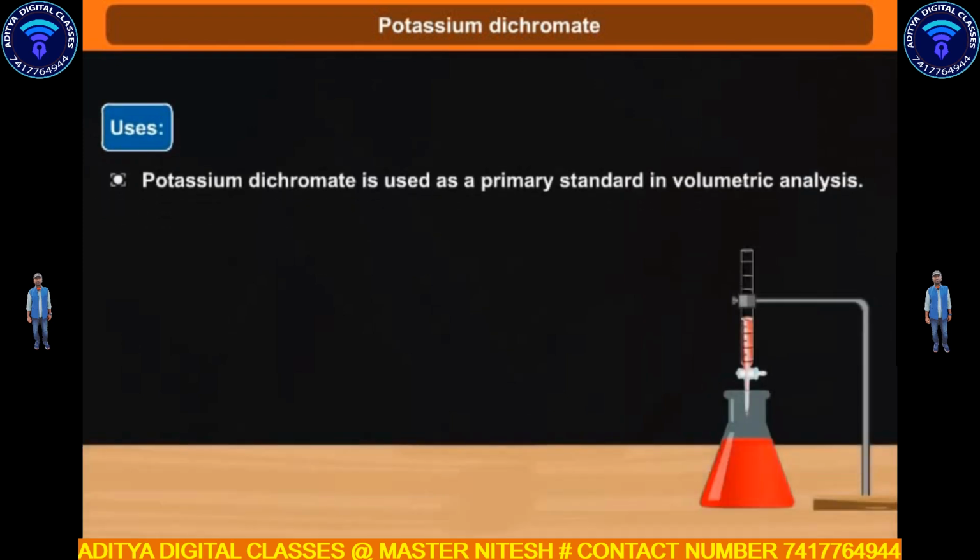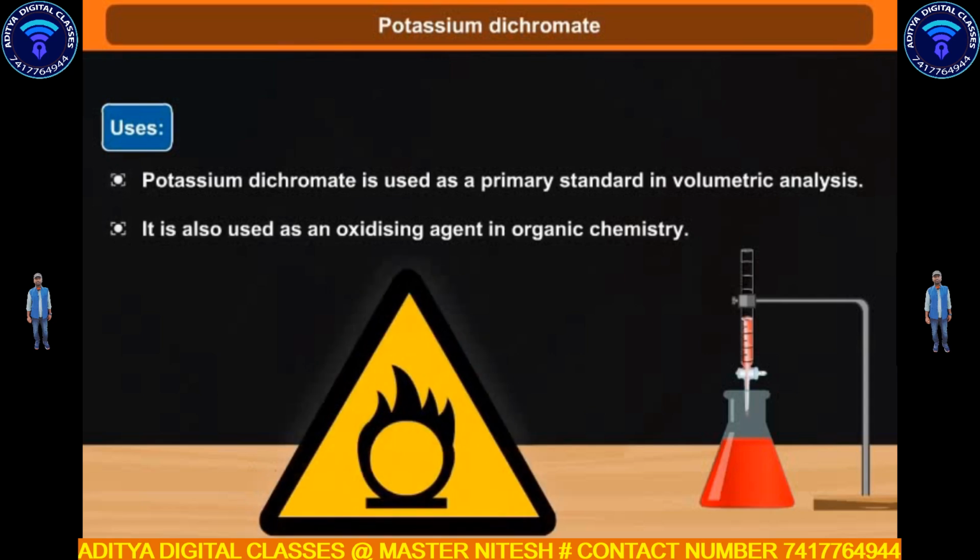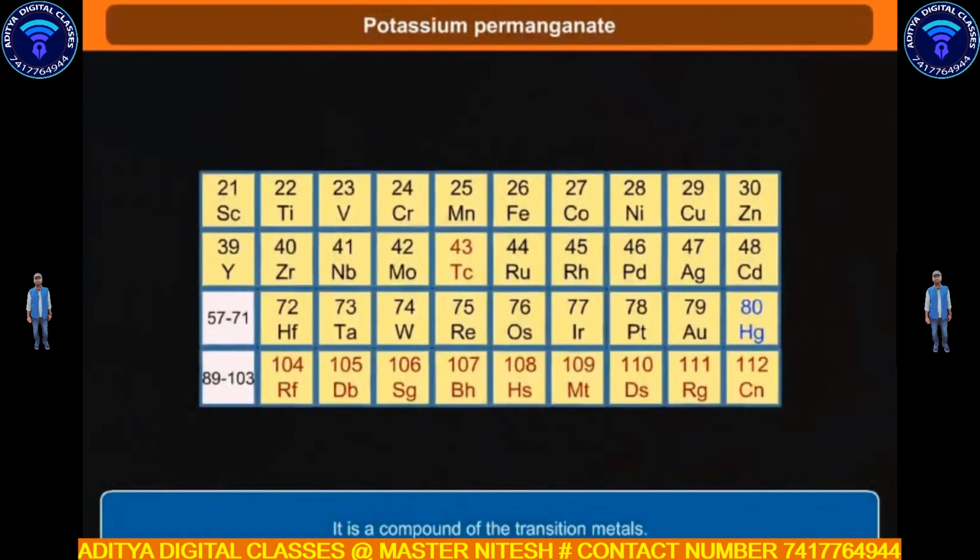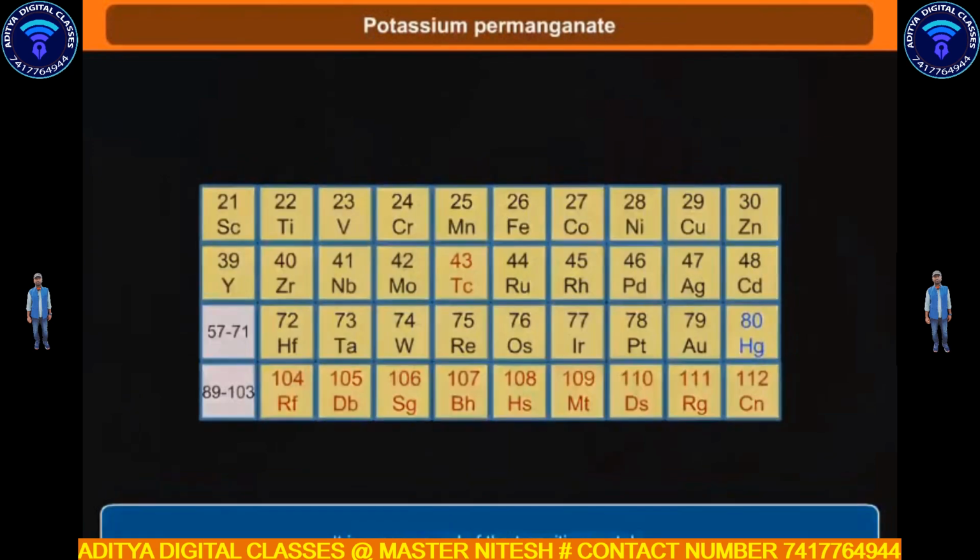Uses. Potassium dichromate is used as a primary standard in volumetric analysis. It is also used as an oxidizing agent in organic chemistry. It is a compound of the transition metals.